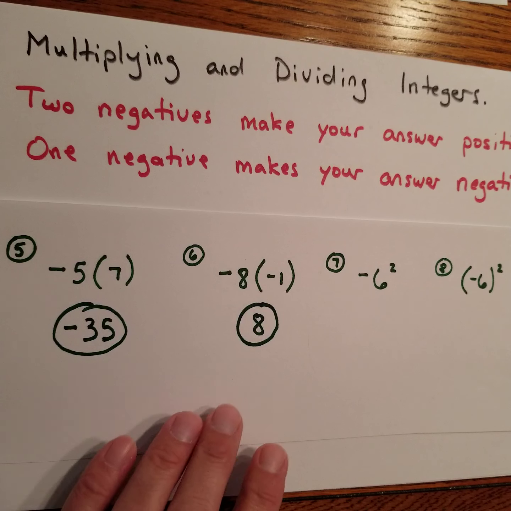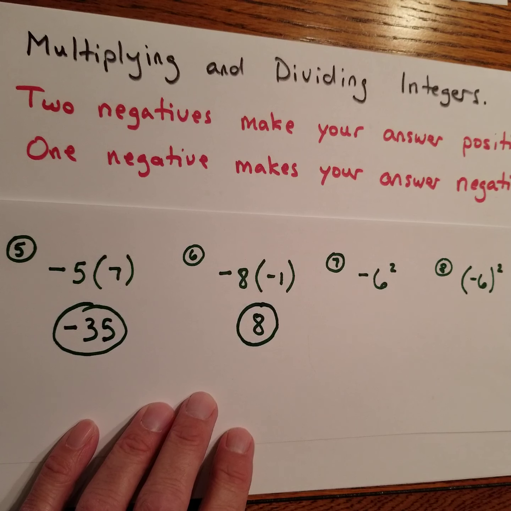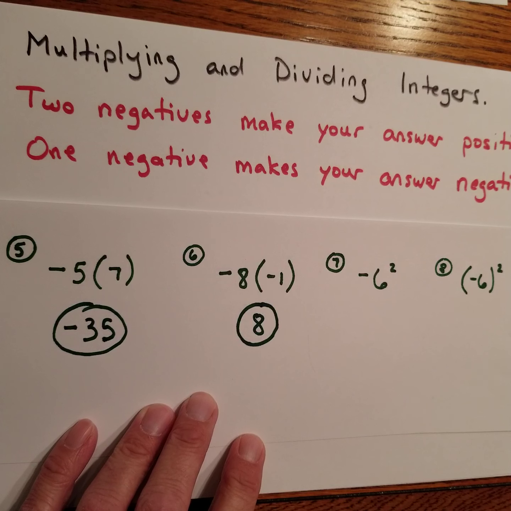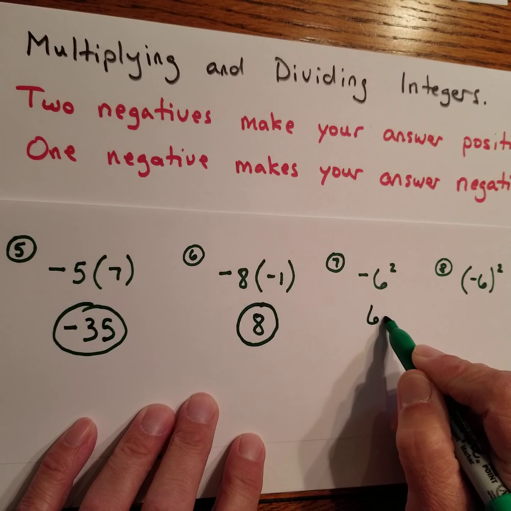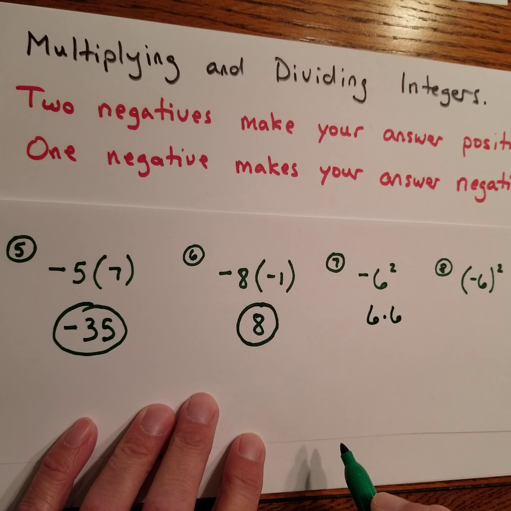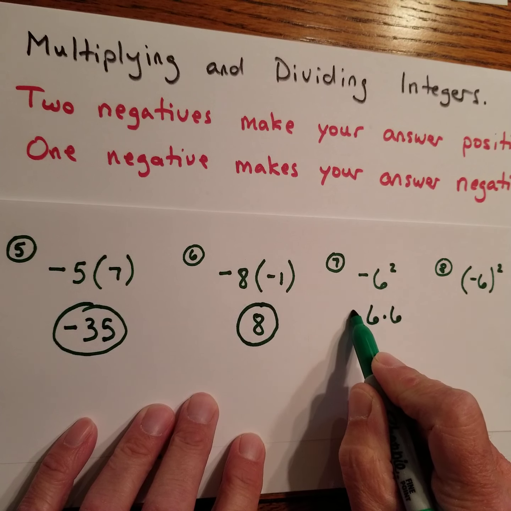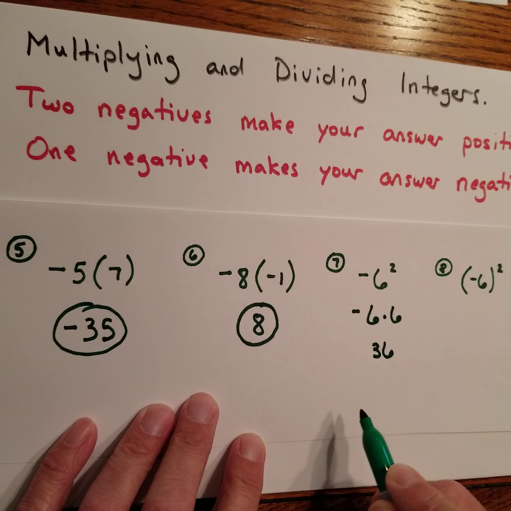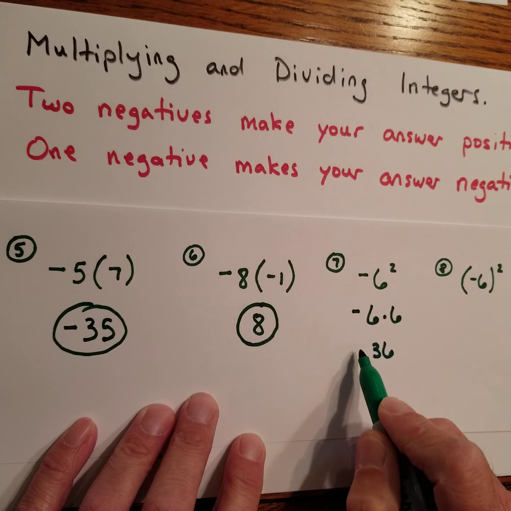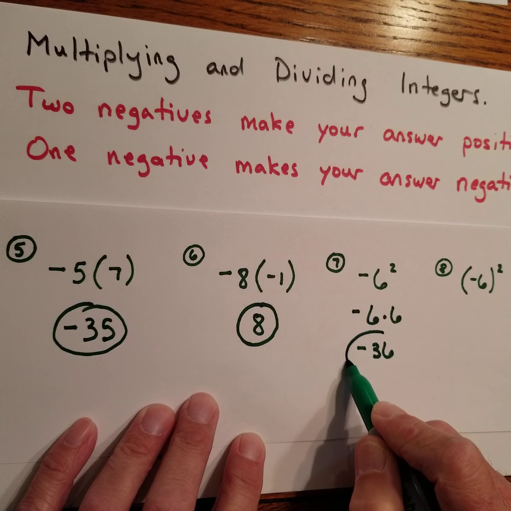Now 7 and 8 can be confusing. Let's see the difference between the two. When I look at number 7, the 6 is being squared. That's 6 times 6 with a single negative. 6 times 6 is 36. And 1 negative makes your answer negative.